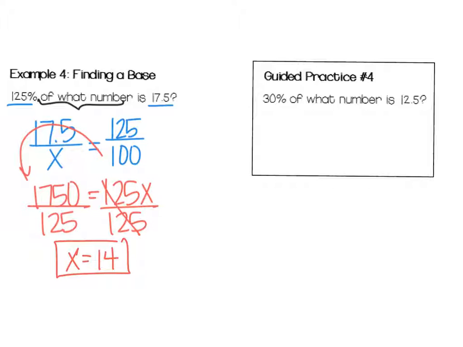Guided practice number 3. I want you to set up the proportion, try it yourself, and I'll tell you the answer in just a second. Okay, your proportion is going to be 12.5 over x equals 30 over 100. When you solve it correctly, you should get 41.6.